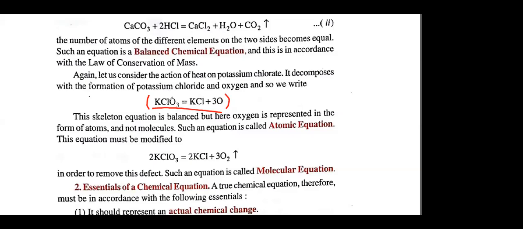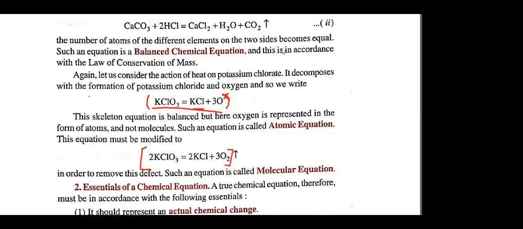Potassium chlorate, right? KClO3. And what is the product? Product is KCl plus something. This is wrong, right? This is wrong. This is actually a right reaction. This is the right reaction.